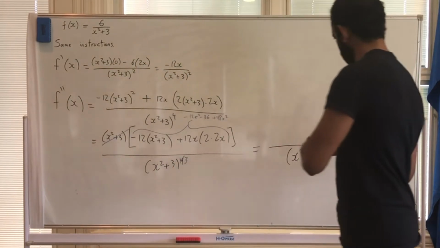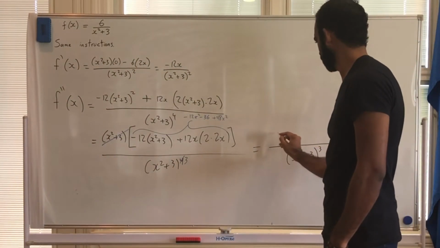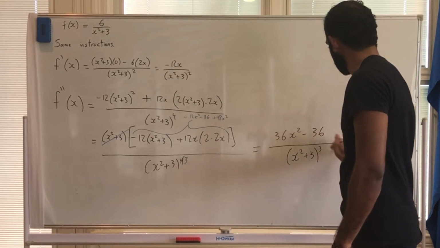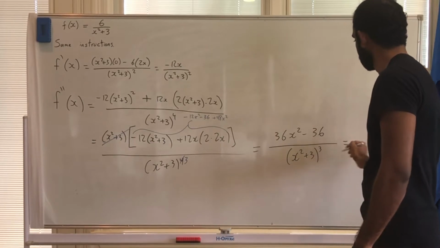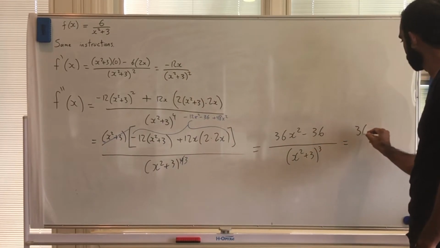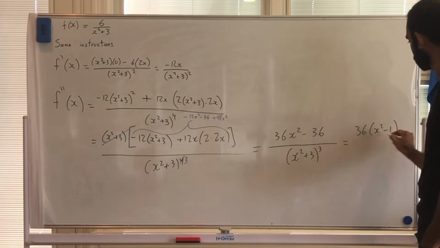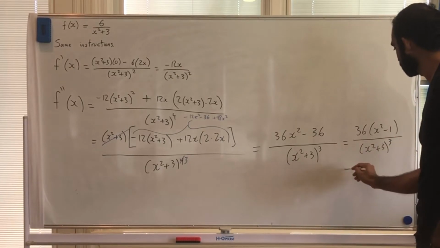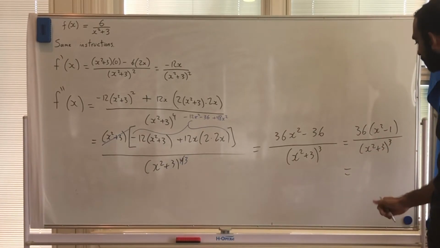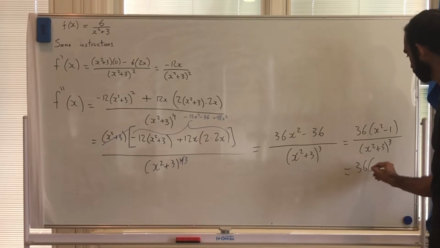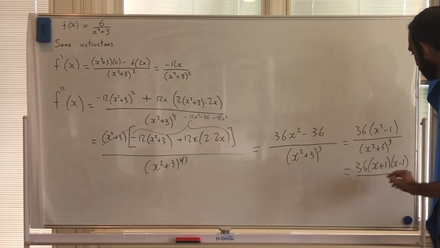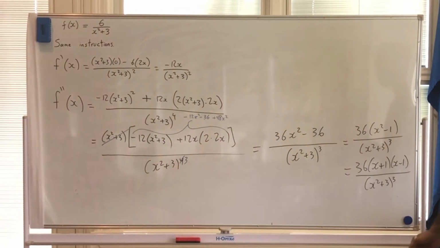So all in all, I have 36x squared minus 36. Look at that, I get some very nice numbers. Of course I can pull out a 36. I'm left with x squared minus 1 on the top. Of course the bottom stays boring, stays the same. The top, I can factor that binomial: x plus 1 times x minus 1. And now, there's my final factored form.